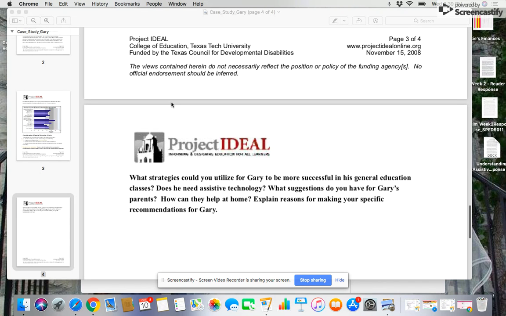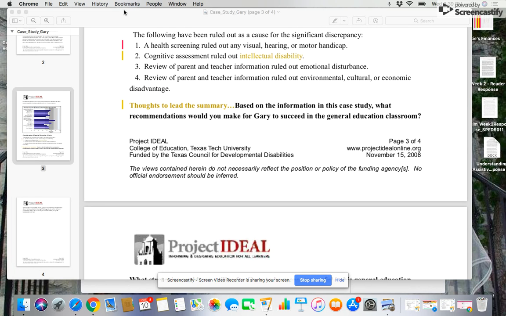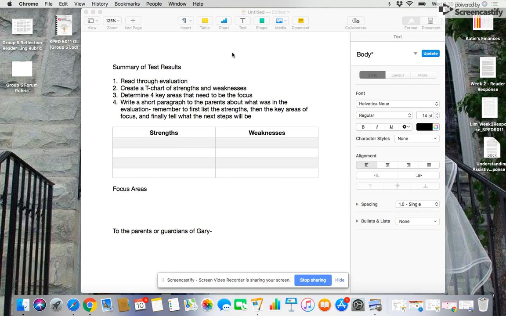Remember, the summary is for the parents to have a better understanding of what this evaluation means, because oftentimes they're given the evaluation information, but it's very overwhelming. So if you can put it in layman's terms and in a short paragraph, then they can get an overview of it. Here's a document that I created, and I'll post this within the Google Classroom as well.